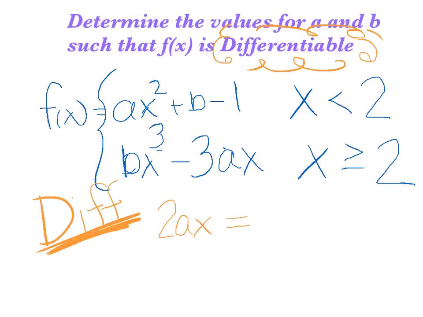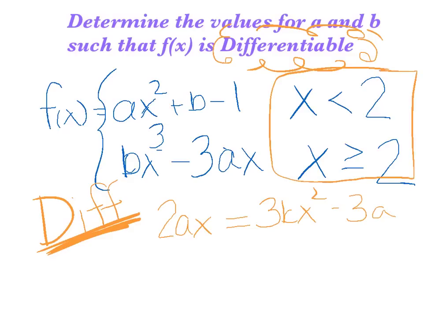Take the derivative of the right, so that's 3bx squared minus 3a. Now remember, you actually know a value. You know that x is equal to 2. So if I plug x equals 2 in, and I'll make a note here, this is true when x is 2. That was the breakpoint.